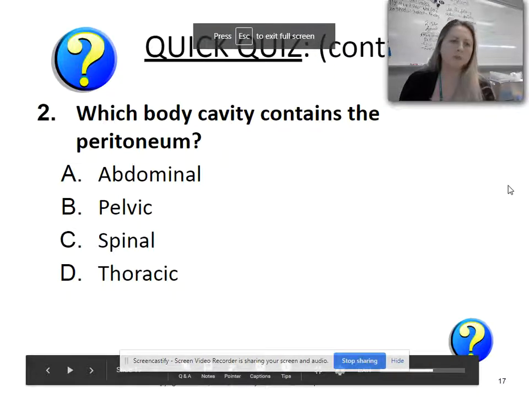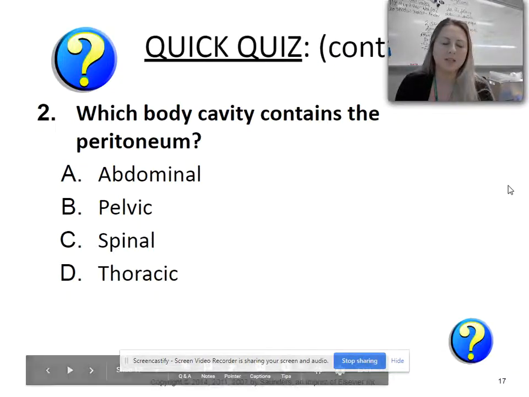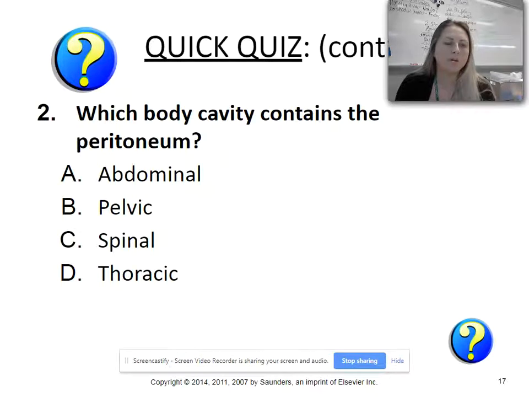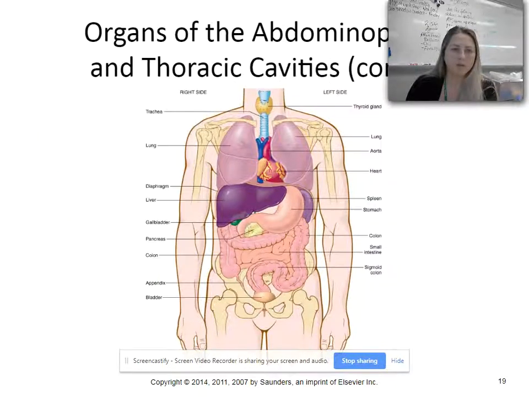Okay, so question number 2 is which body cavity contains the peritoneum? So the peritoneum is the lining that is around your bowels and your intestines. I guess I could argue there's two different answers to this, but really it is your abdominal cavity. Abdominal cavity. Okay, so these are all the organs of your thoracic cavities and your abdominal and pelvic cavities.